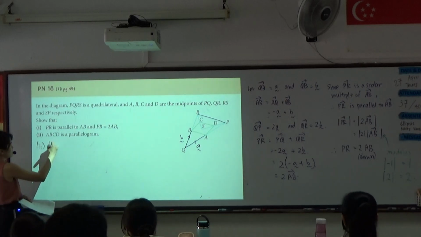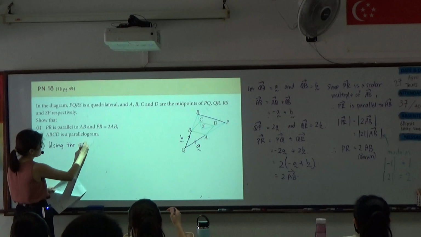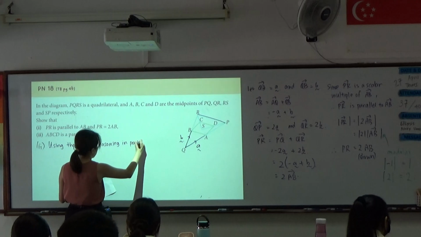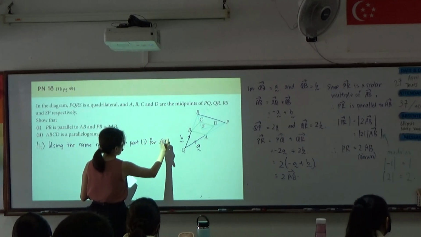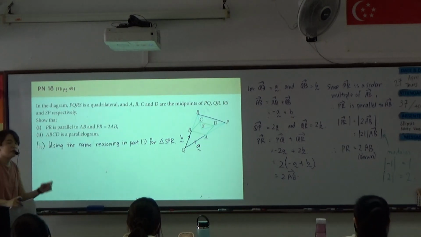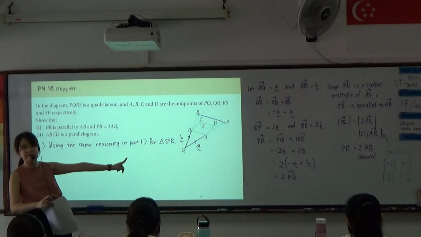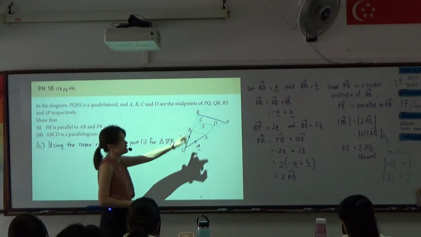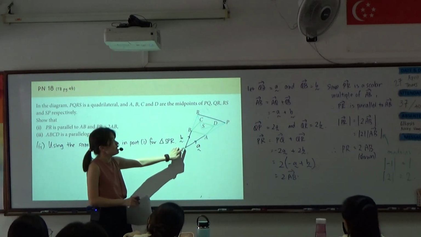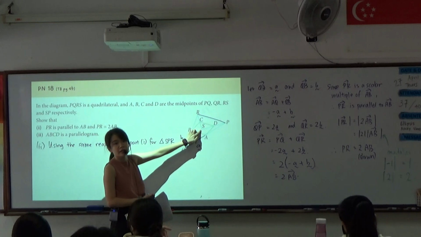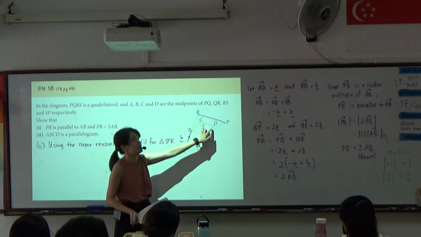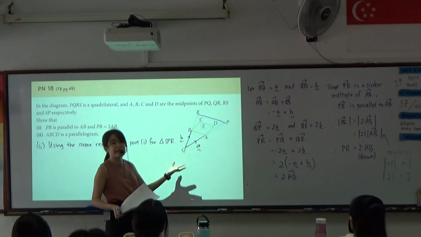We can say that using the same reasoning in part I for triangle SPR. So what this sentence covers is that you're going to do the exact same thing as what we did in part I, just that instead of using Q as our reference point, our S over here becomes a reference point, whereby I have SC defined to be a vector C, SD becomes a vector D, and then it's really the same thing again, just with different letters, that's all.